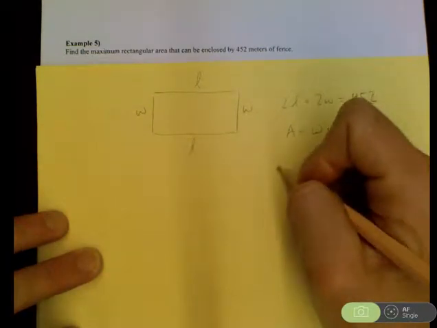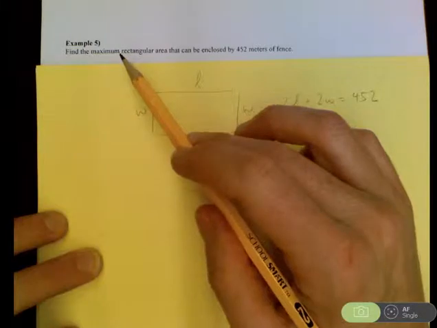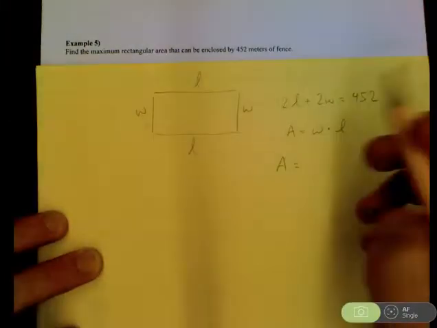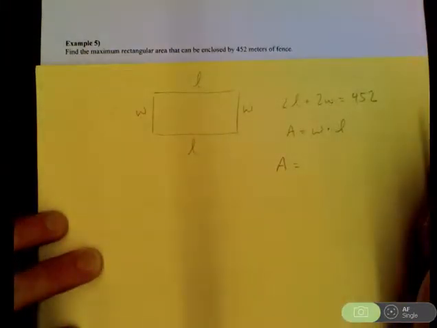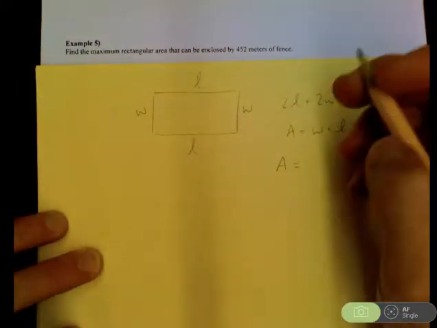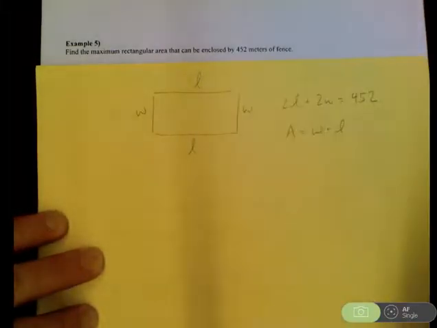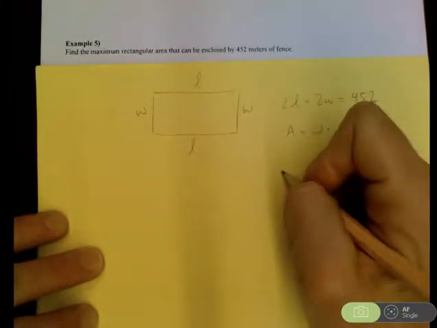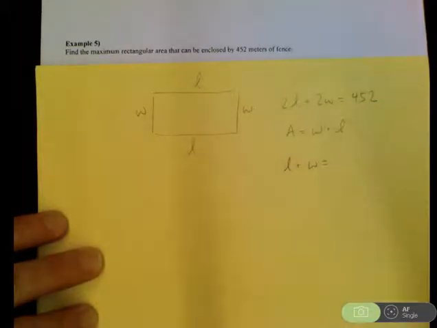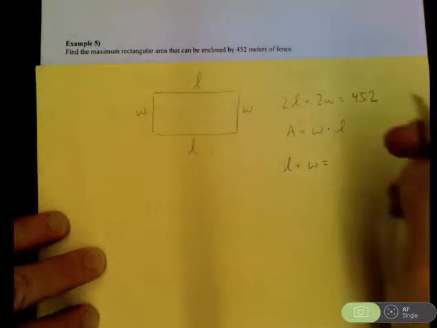What we need is to maximize the area. Again, we've got this maximum word, so we're going to be talking about the vertex. But let's figure out how we get a quadratic out of this whole thing. I'm going to divide this whole thing by 2. If 2 lengths and 2 widths equals 452, a length and a width equals 226.